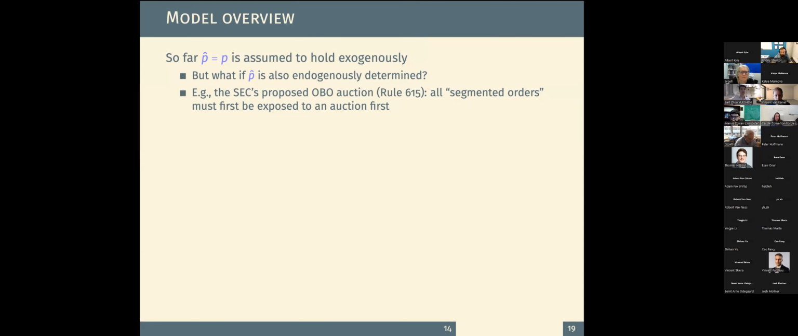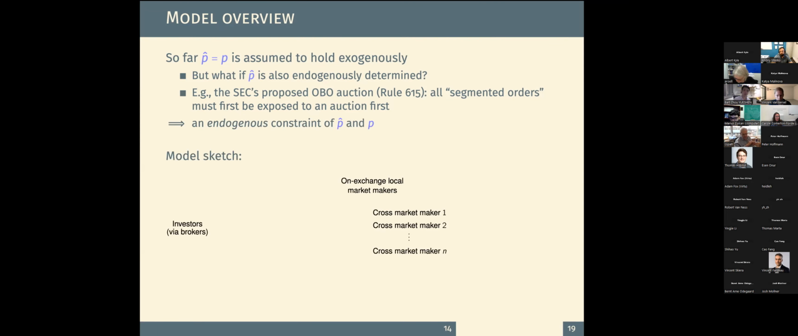For example, the SEC's new proposal rule, the order by order auction, is essentially saying that all segmented orders, so the retail orders, must be first exposed to an auction. So the market makers have to compete for such off-exchange orders. Okay? This will essentially establish endogenous constraint of p hat and p. So it's no longer the exogenous constraint. So I'm going to endogenously do that.